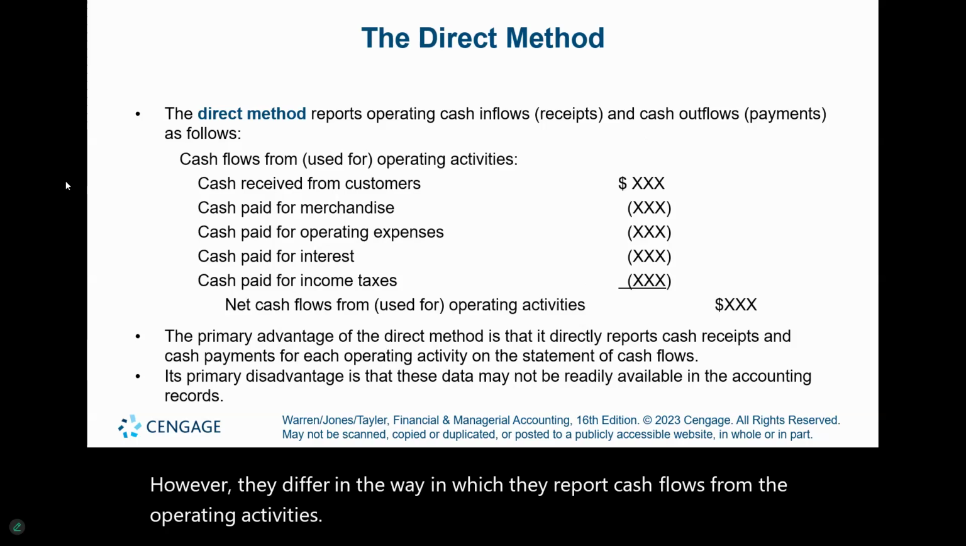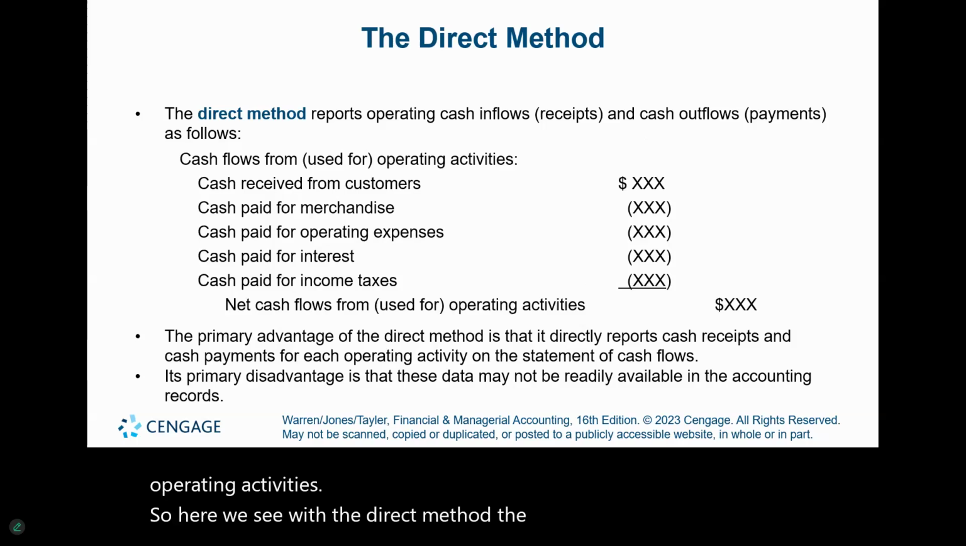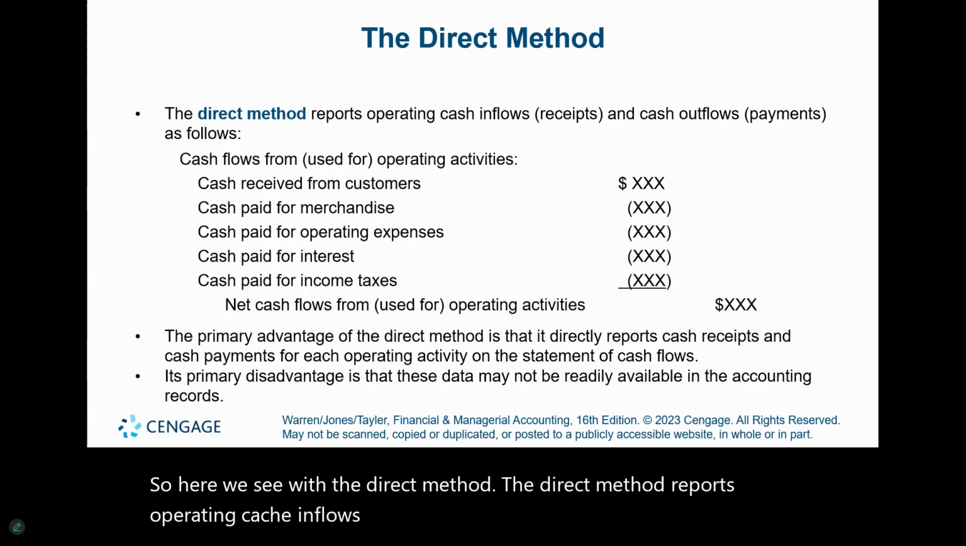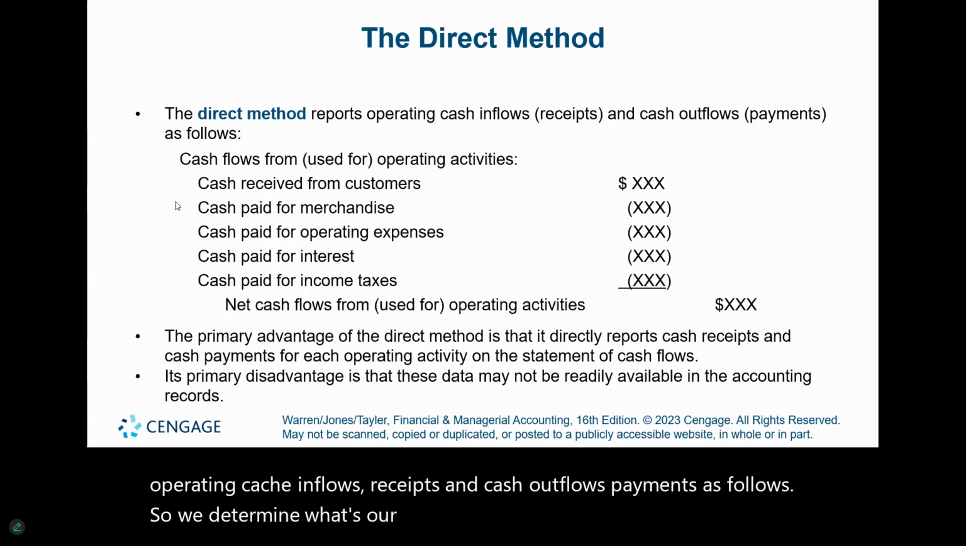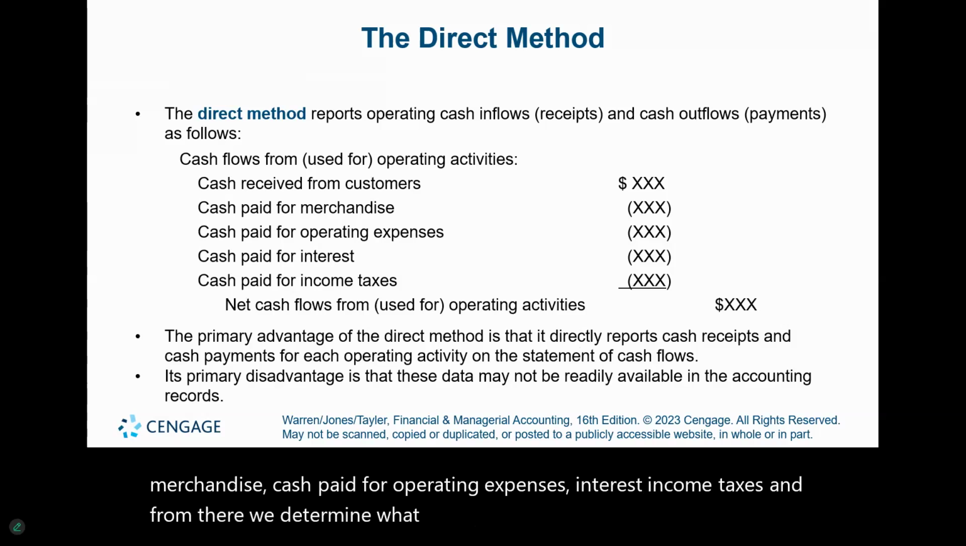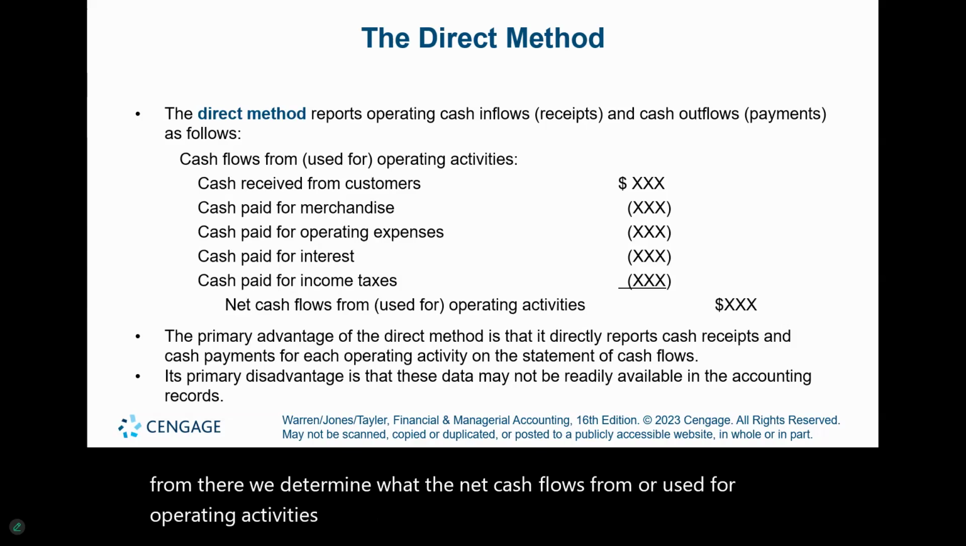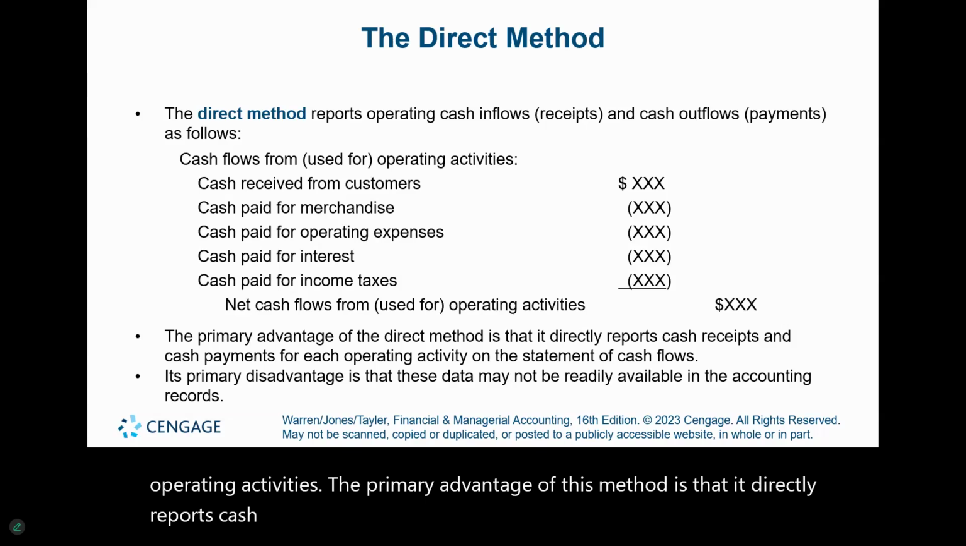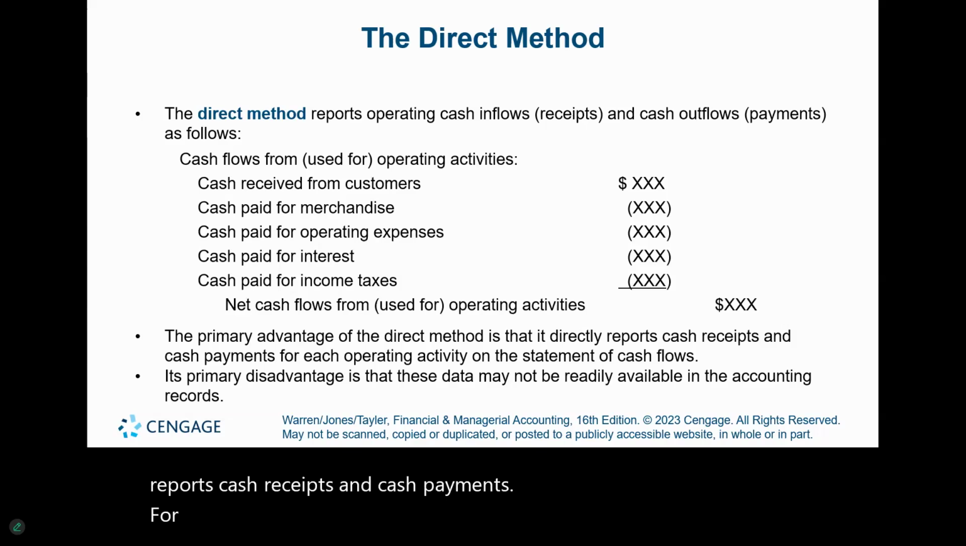So here we see the direct method reports operating cash inflows, receipts, and cash outflows, payments, as follows. So we determine what's our cash received from customers, cash paid for merchandise, cash paid for operating expenses, interest, income taxes, and from there, we determine what the net cash flows from or used for operating activities are. The primary advantage of this method is that it directly reports cash receipts and cash payments for each operating activity on a statement of cash flows.